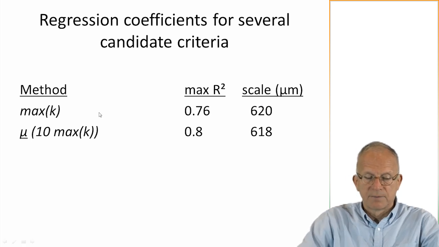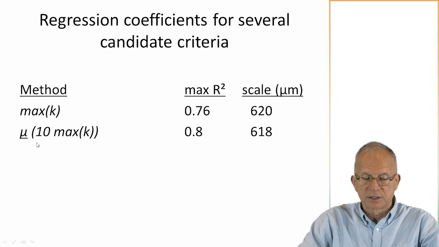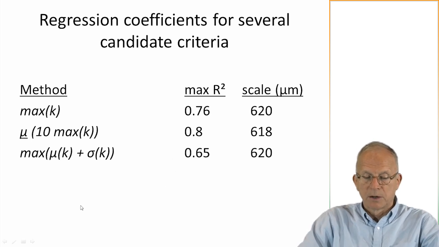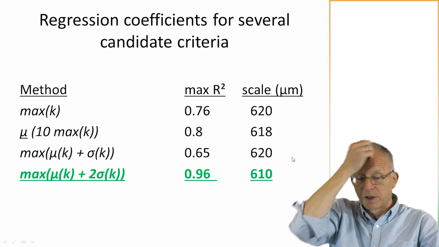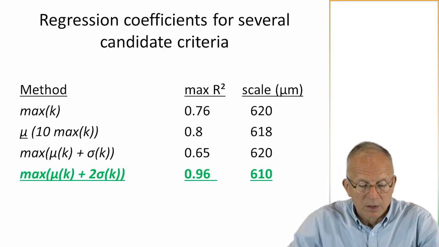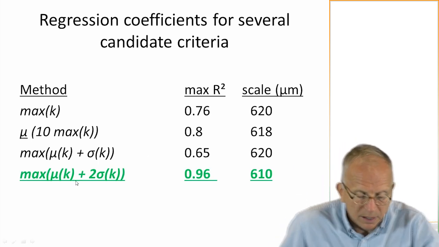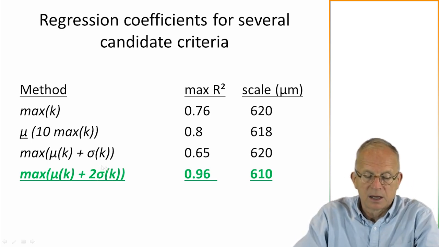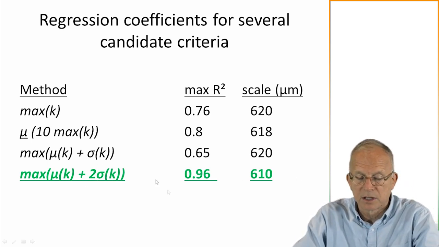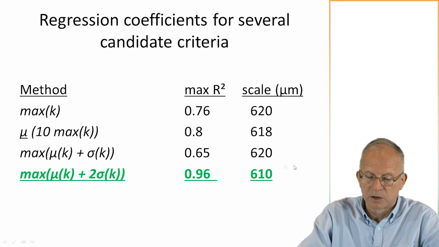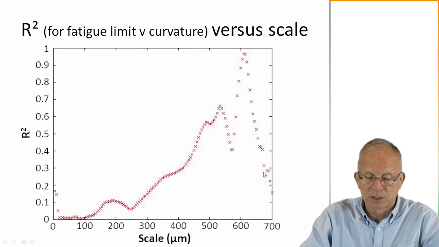Here is another try. We'll take the mean plus the 10 maximum. So that turned out to be a little better. The maximum of the mean plus 1 standard deviation didn't seem to do very well. What worked very well was the maximum of the means with 2 standard deviations, and that's where we get the very high R-squared coefficient at, again, a particular scale.